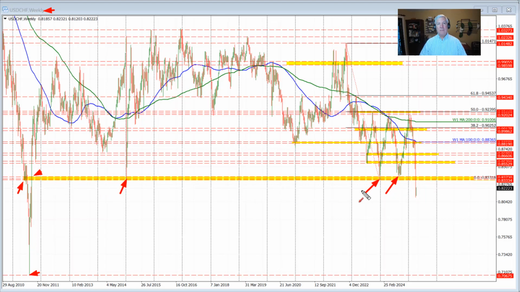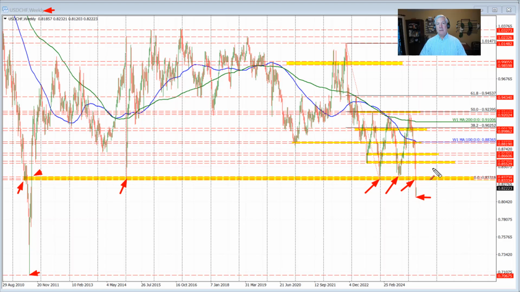So a nice floor was developed, and when a floor is broken, it becomes a ceiling, and that's what happened in trading last week. The price fell below that floor, and we saw increased momentum to the downside. That low price came in at 0.8098 before rotating back to the upside. We're currently trading at 0.8222.